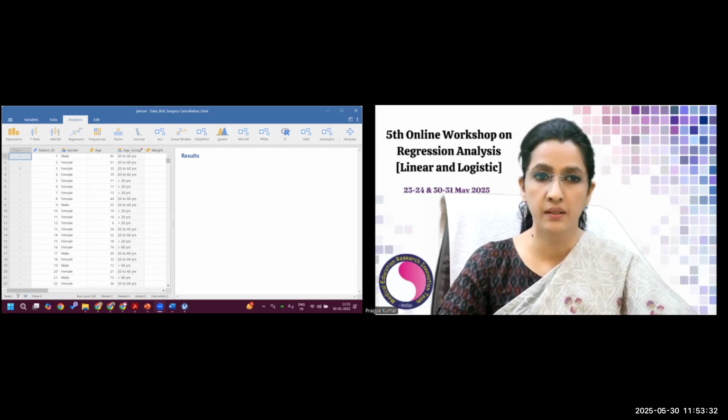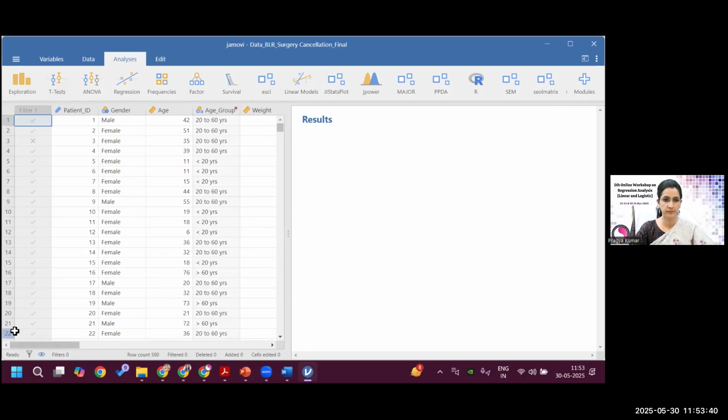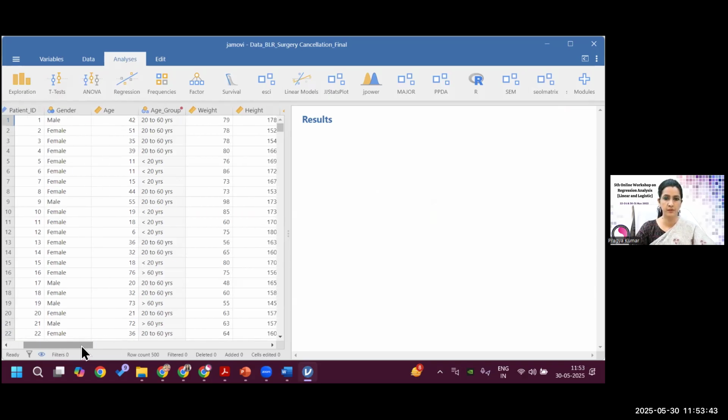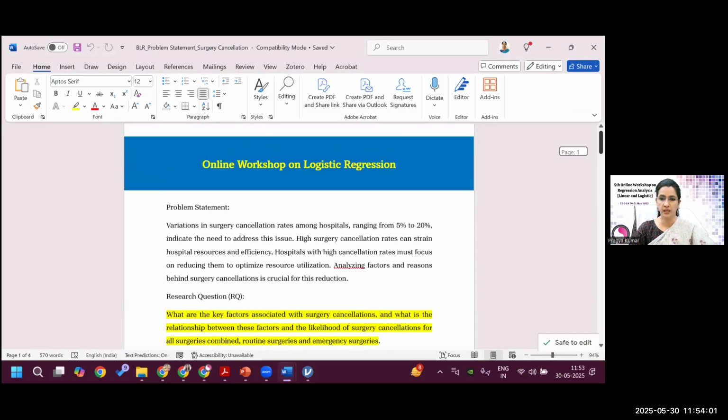So we all are back and we are going to see the data set. You are all familiar with the JAMOVI interface, so I'm not going to explain the interface, because by this time we know that you all know the functions of JAMOVI well. I'll just explain the variables and the question. So this is the question, and the same article which I have just shown you, the surgery cancellation, we have used.